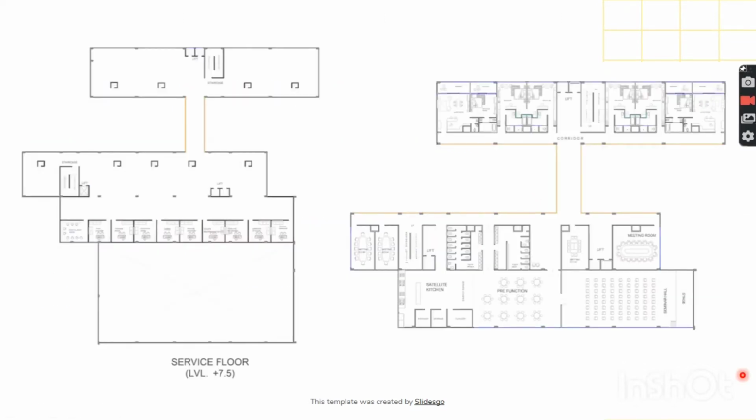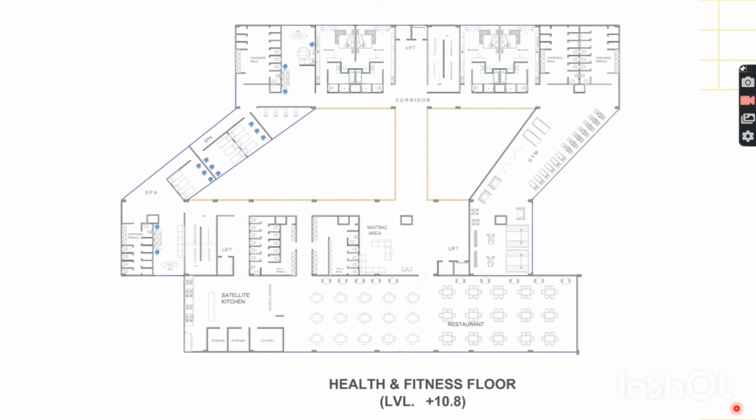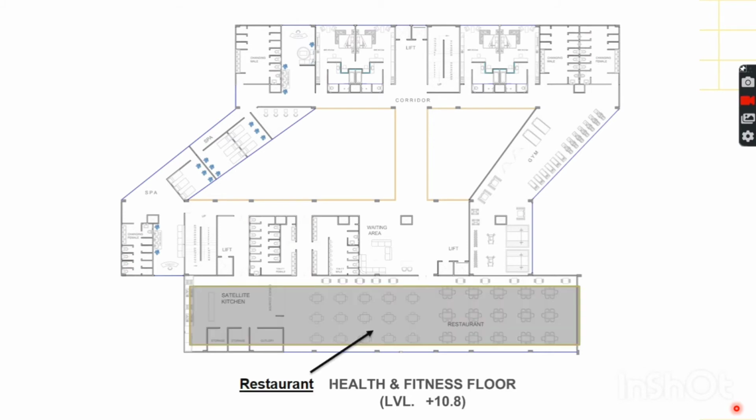Service floor. It contains all the back office departments linked by a service lift. Seminar floor level. On one block there is a combination of deluxe and presidential rooms, and on the other side a seminar hall with meeting rooms is located, with a separate kitchen to serve them. Health and fitness floor. It contains the main restaurant with a sitting capacity of 150. One side is the spa and the other side is the gym.